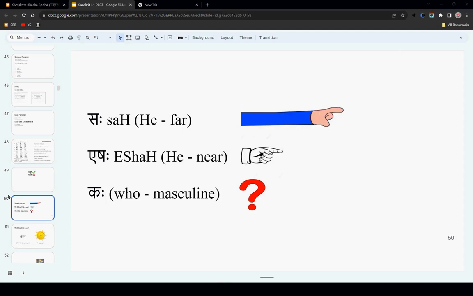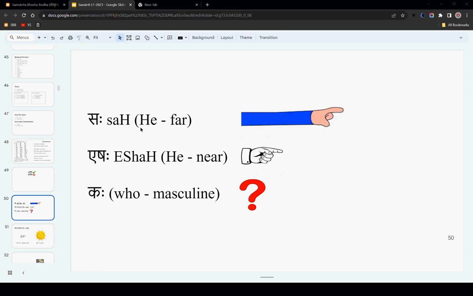Let's take this example for now. Sah means he. Esha means also he, but which is close enough. And then kah means who, for asking the question. We'll use these words in sentences and we'll see how these are applicable. Saha, esha, kah.